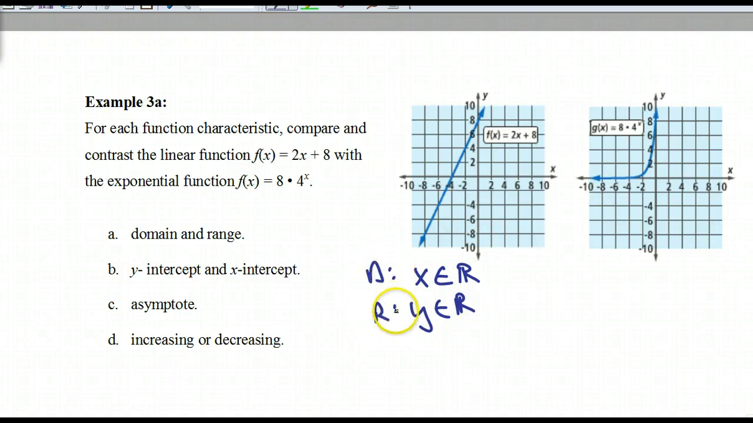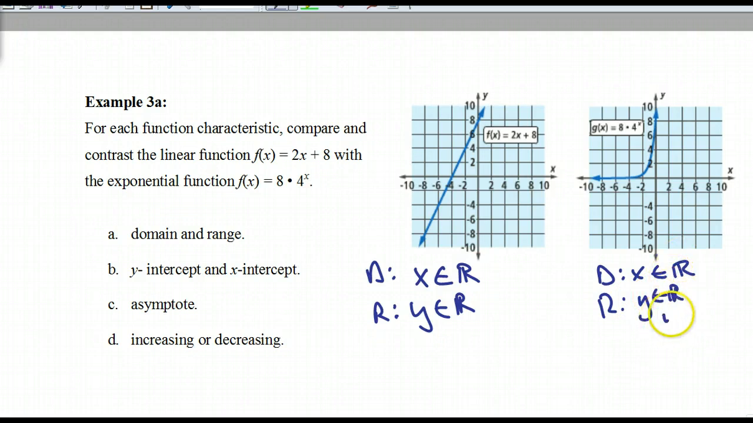Domain, range. The second one, what possible x values do I have in the second one? All of them again. Yep. So x could be all real numbers again. And my range is what? Yep, it could be all positive y's. It can't be 0 though. So it's still y is in the real numbers, but also y must be greater than 0.